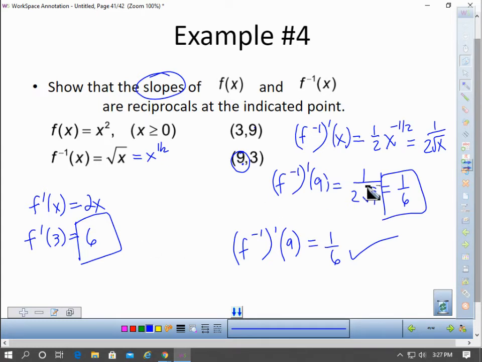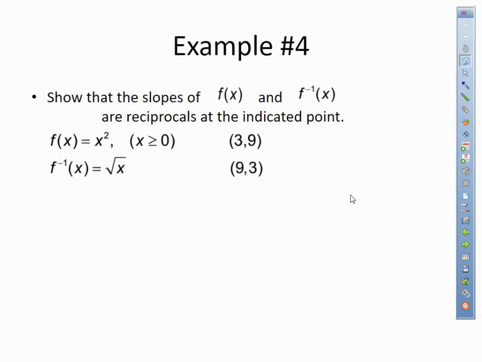So that is the concept that you need to know about inverse functions, is that the slope of the tangent lines at mirror points are reciprocals of each other. I can't say that enough times. All right?